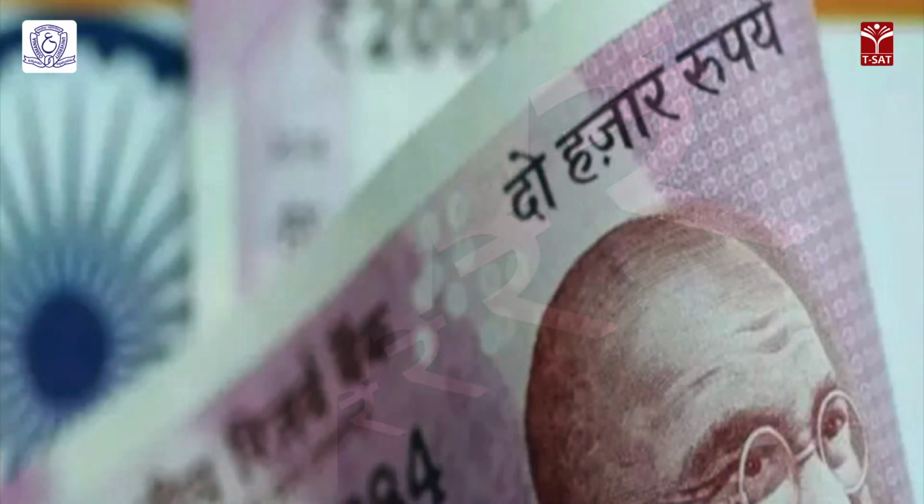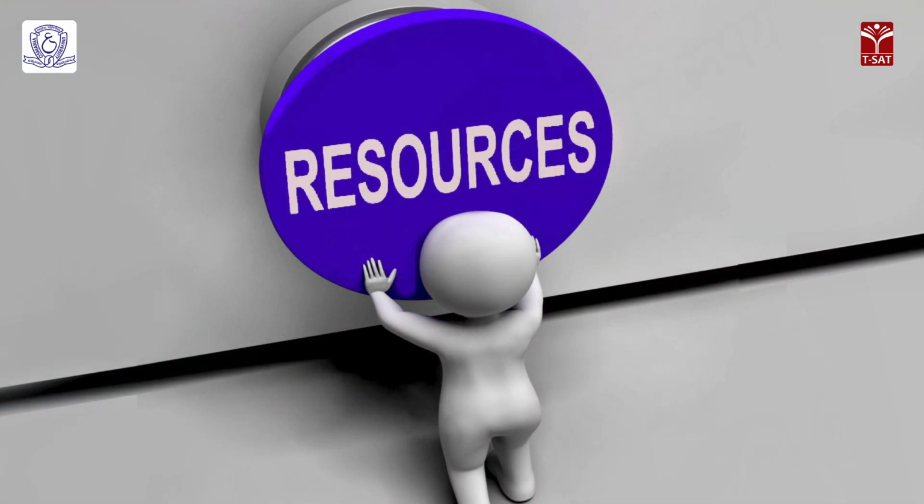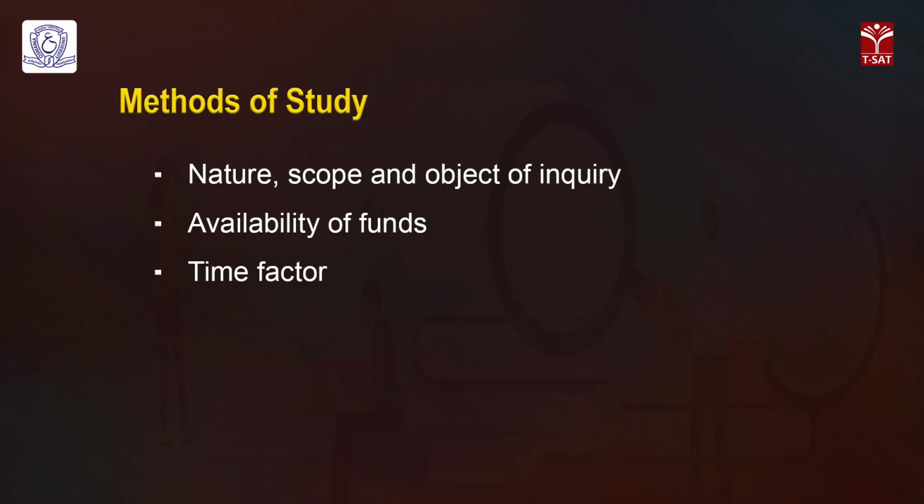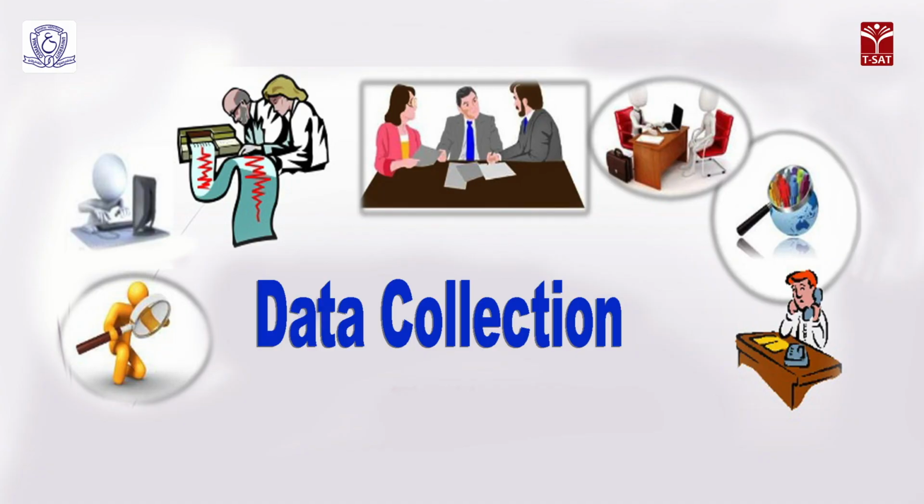When funds at the disposal of the researcher are very limited, he will have to select a comparatively cheaper method which may not be as efficient and effective as other costly methods. Hence, finance is a big constraint in practice and the researcher has to act within this limitation. Next is the time factor. Availability of time is also to be taken into account in deciding a particular method of data collection.